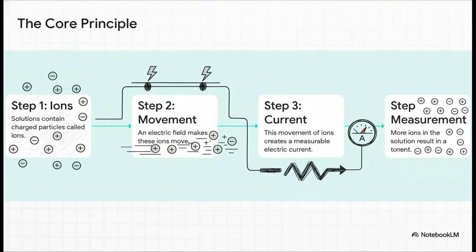The principle behind it all is actually surprisingly simple. So first, we know our solution has these charged particles, these ions. Second, when you introduce an electric field, those ions start to move. Third, that movement of charged particles is an electric current that we can measure. And finally, this is the punchline. The more ions you have, the stronger that current is going to be. It's that direct relationship.